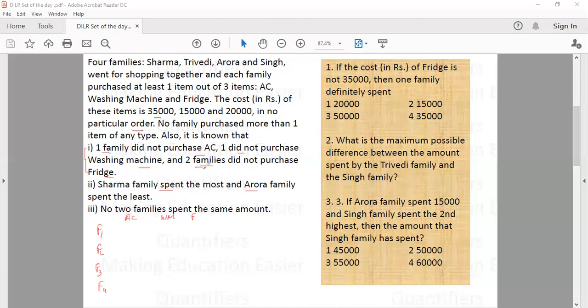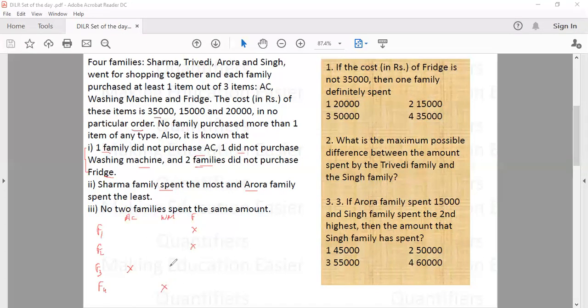So 2 families did not purchase the fridge. Let's say those 2 families are F1 and F2. They might be F3, F4 or F1, F3, but I'm taking one case. So let's say F1, F2 are the 2 families who did not purchase fridge. One family did not purchase AC. Let's say that family is F3, and one family did not purchase washing machine. And let's say that family is F4.